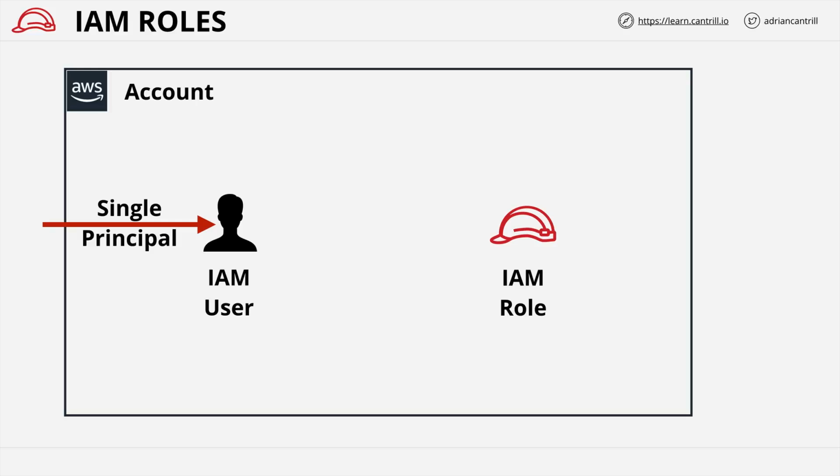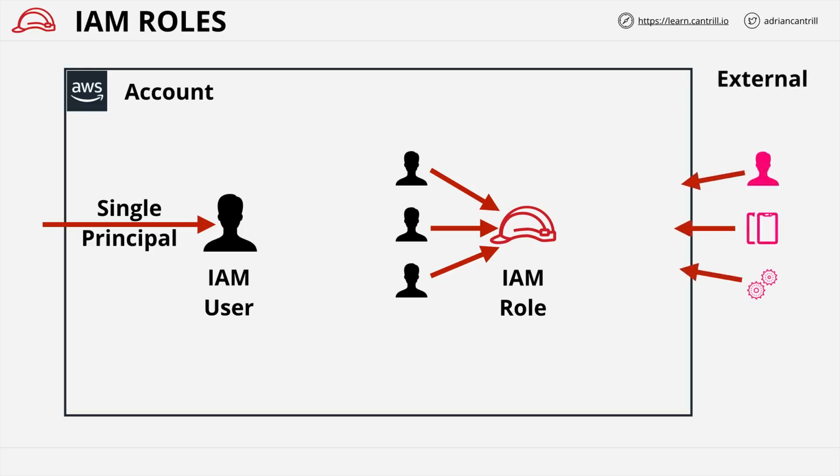A role is generally best suited to be used by an unknown number or multiple principals, not just the one. So this might be multiple AWS users inside the same AWS account, or it could be humans, applications, or services inside or outside of your AWS account who make use of that role. If you can't identify the number of principals which use an identity, then it could be a candidate for an IAM role. Or if you have more than 5,000 principals, because of the number limit for IAM users, it could also be a candidate for an IAM role.